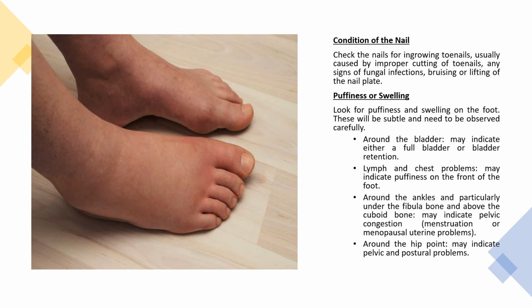Around the bladder, it may indicate either a full bladder or bladder retention. Lymph and chest problems may indicate puffiness on the front of the foot. Around the ankles and particularly under the fibular bone and above the cuboid bone may indicate pelvic congestion such as menstruation or menopausal uterine problems. And around the hip point, it may indicate pelvic and postural problems.